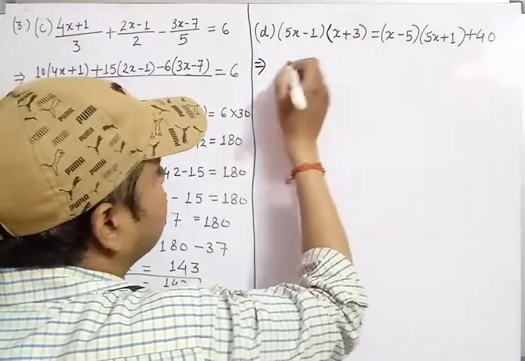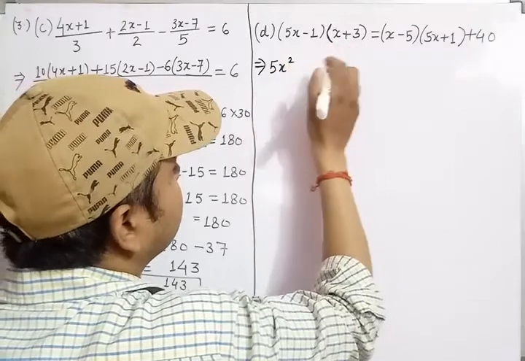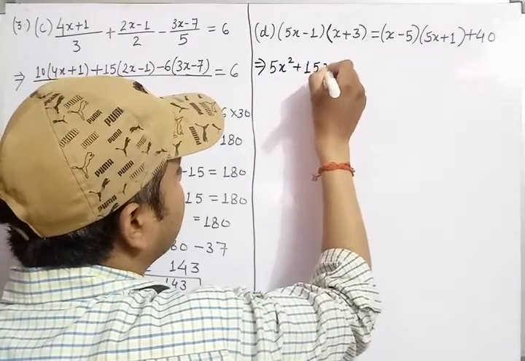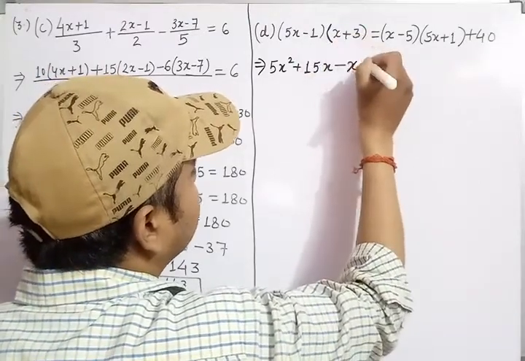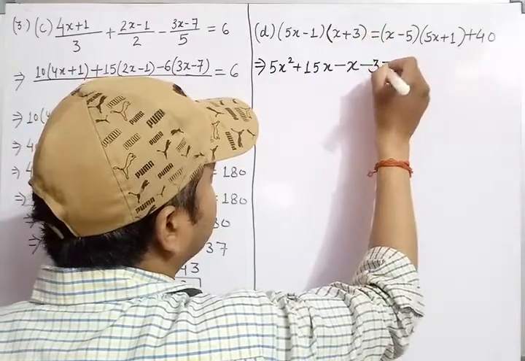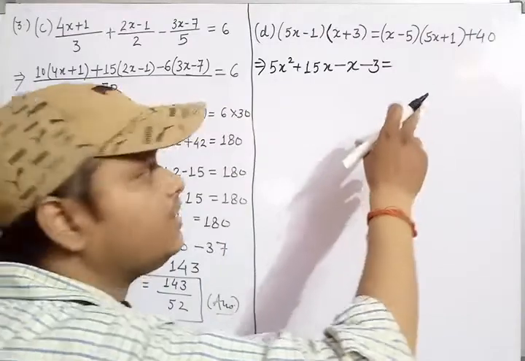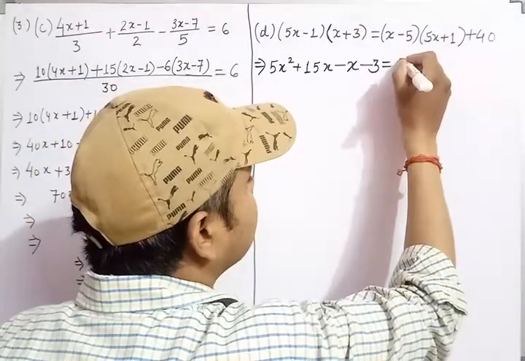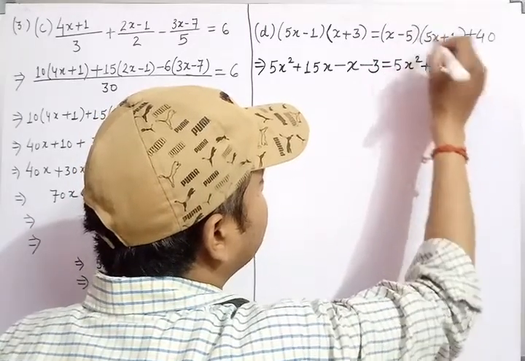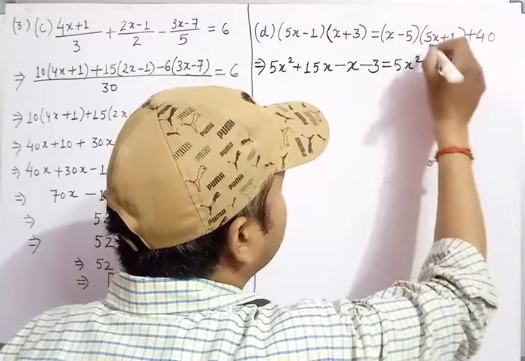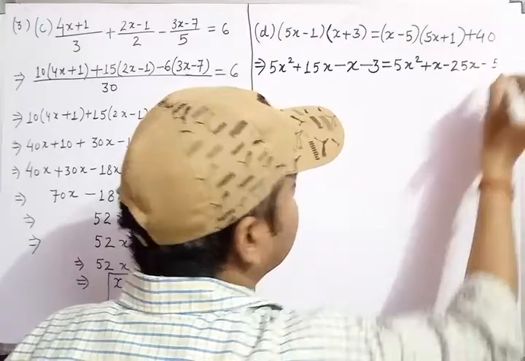So here 5x into x, then 5x square. Okay, 5x into 3 means 15x, and here x into minus 1 means minus x, and minus 1 into 3 is minus 3. Okay, now here again we have to apply this method. So we can write 5x into x means 5x square, plus x into 1 means x, and 5 5 is 25x, plus 5 into 1 means minus 5 into 1 means 5, and plus 40.